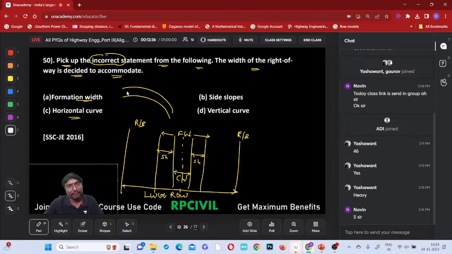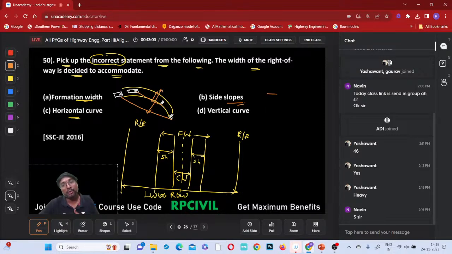If you just observe, this is your which one? So if the sight distance is lesser, what happens? You require visibility up to this point only. But if the sight distance is higher, what happens, if you just observe? So more width we have to acquire. So is horizontal curve influencing or not? Yes, horizontal curve is influencing definitely.